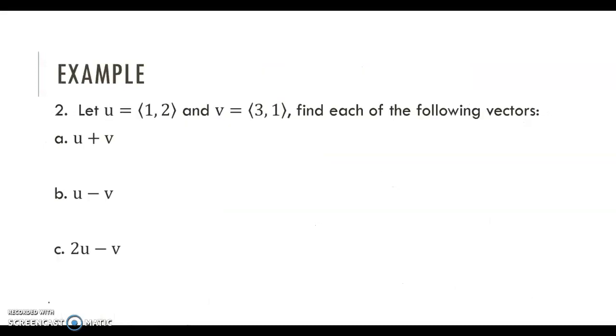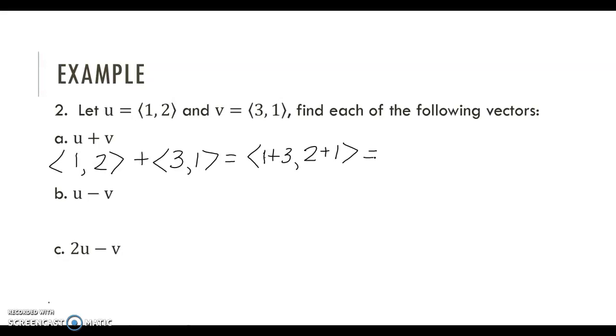So let's look at a couple examples here. We have vector u and vector v, and we're going to do some vector operations. So u plus v, I have 1, 2 plus 3, 1, and I'm going to show you all the steps on this one. So this is going to be 1 plus 3, comma, 2 plus 1 to get me a resultant vector of 4, 3. So that would be my resultant vector.